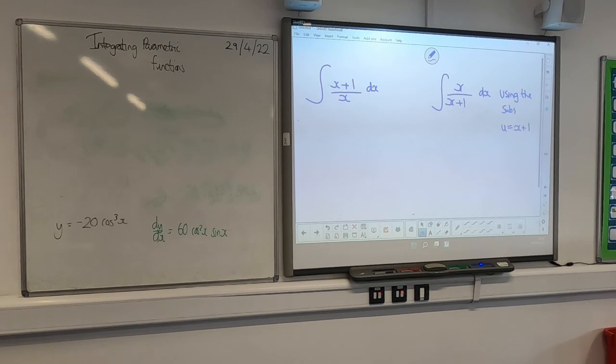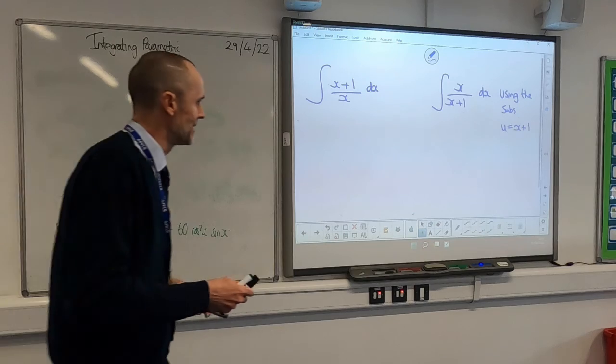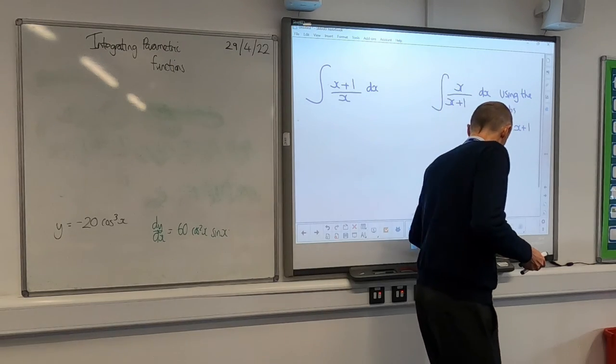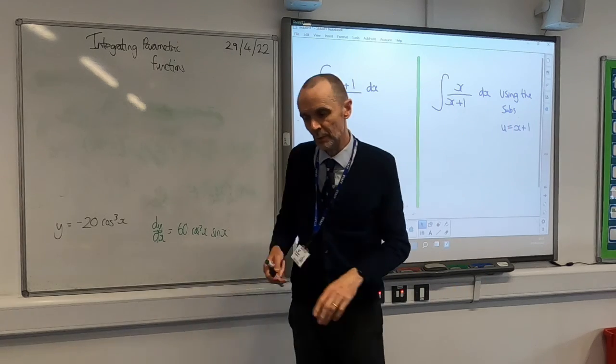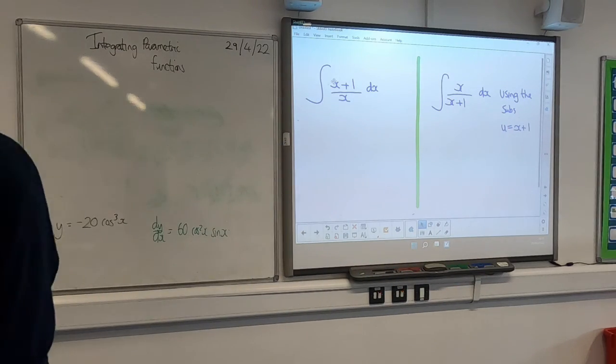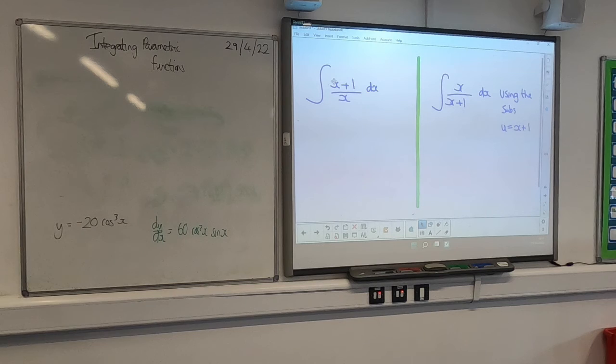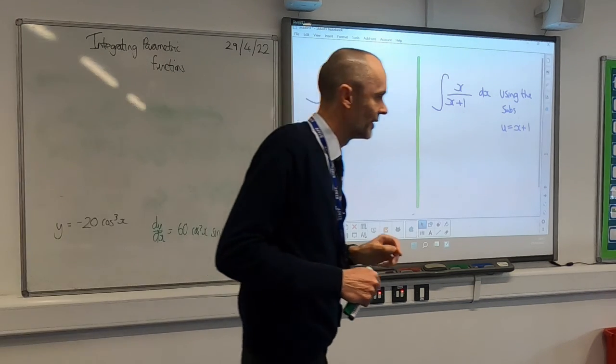You want us to do that now? Yes, both of those, yeah. Remember, when you integrate by substitution, you need to replace the dx with du. So you need to differentiate your substitution statement and rearrange it to get a dx equals statement.